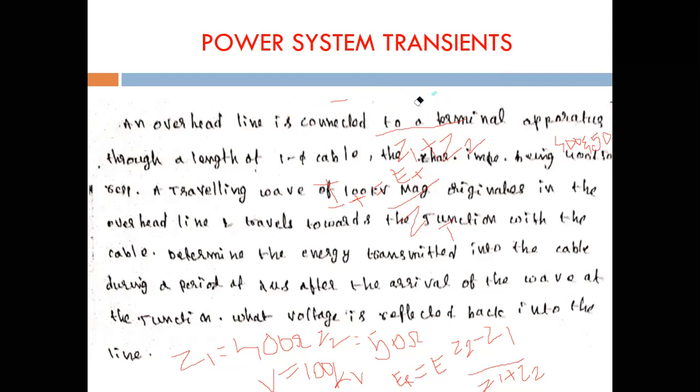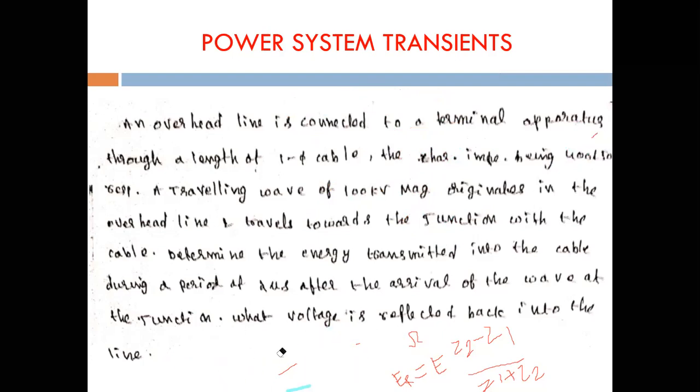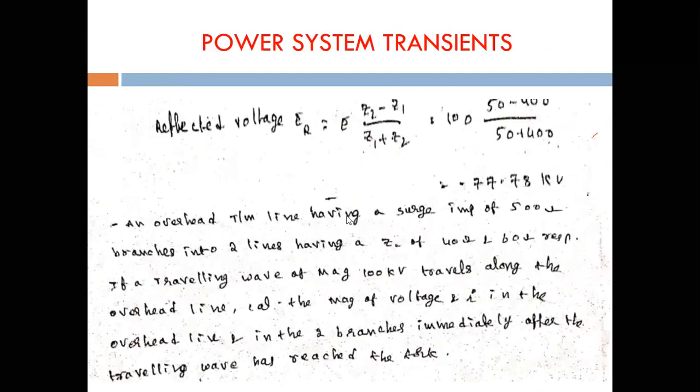First, we calculate the transmitted voltage. After that, we calculate the transmitted current, and then we find out the reflected voltage, that is ER. ER is equal to E into (Z2 minus Z1) by (Z2 plus Z1).